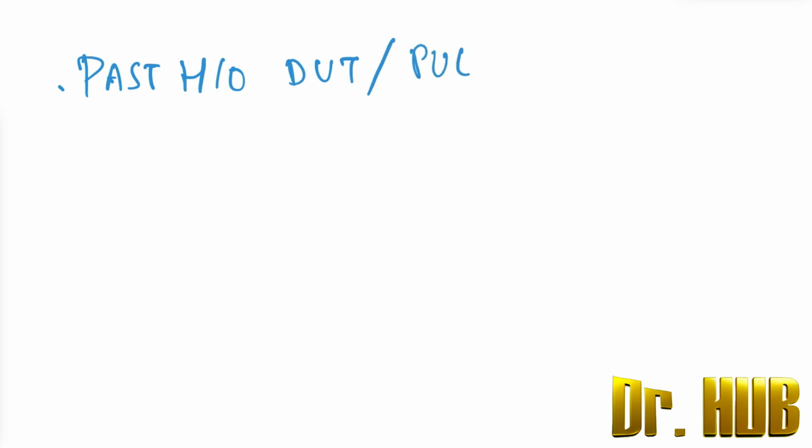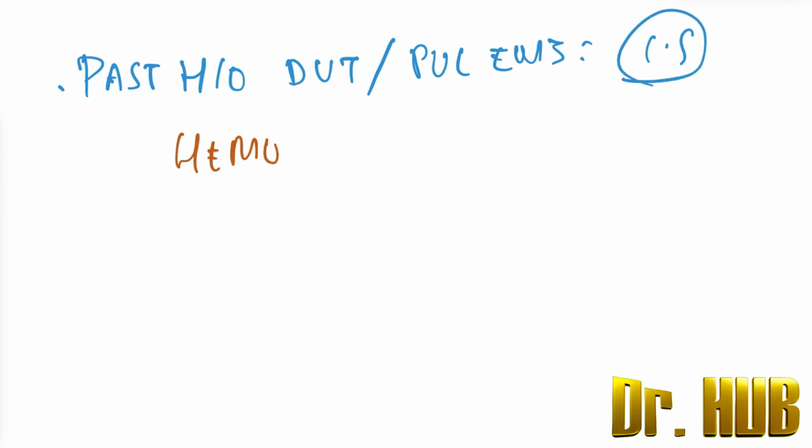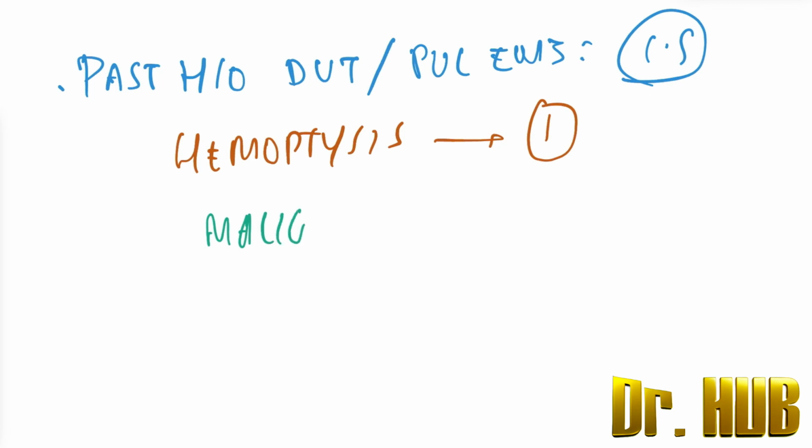Next we look for a past history of DVT. In case the patient presents with a past history of DVT or pulmonary embolism, a score of 1.5 is administered. Next is hemoptysis, where a score of 1 is given. Then in terms of malignancy, again a score of 1 is given.